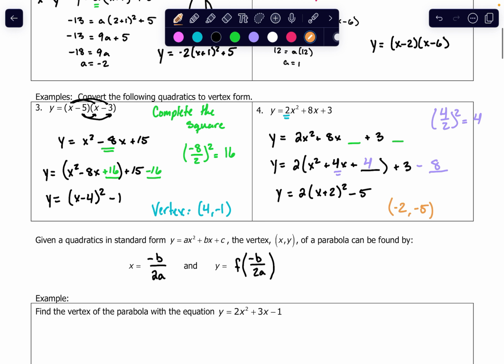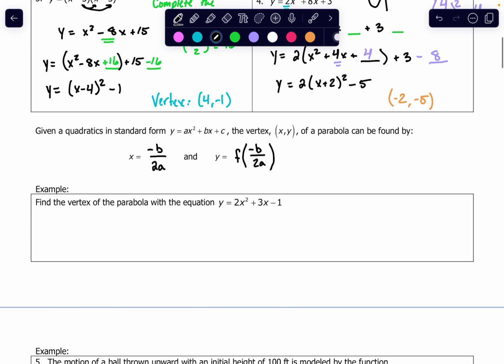Again, I'm just going to quickly verify this with a graph. I know my y-intercept is 3, and I have a positive slope from my y-intercept and a stretch of 2. This is looking great to me. It makes sense.